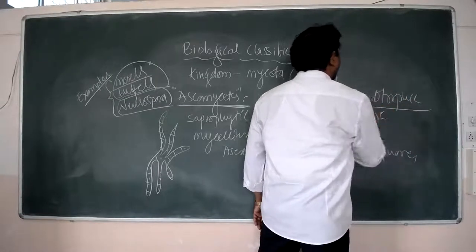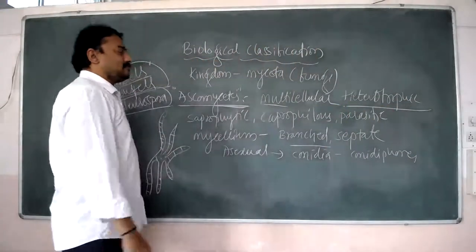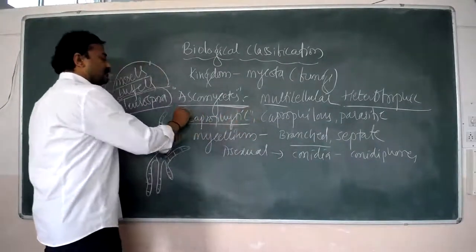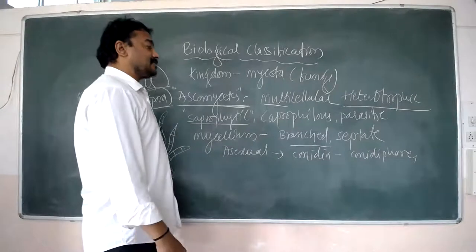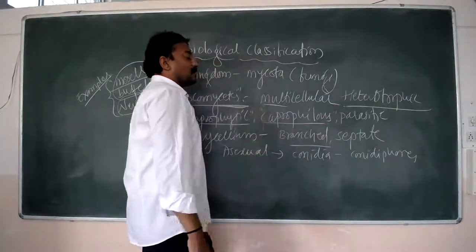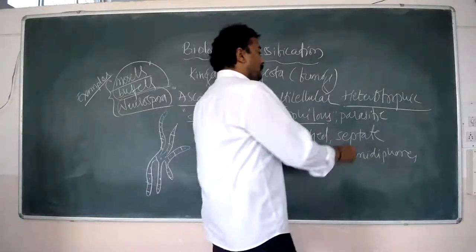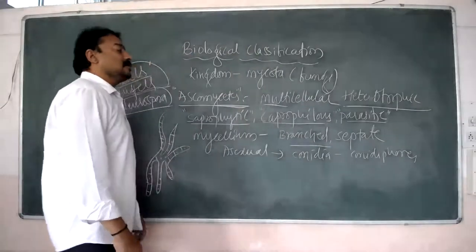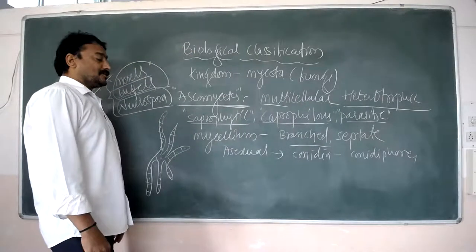Heterotrophic means they depend on other organisms for their food. So heterotrophic may be saprophytic. Saprophytic means they feed on dead and decaying substances. Coprophilous means they grow on dung. Parasitic means they grow on other organisms and get water and nutrients from the other organism.